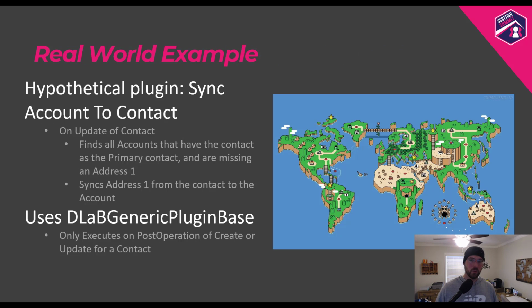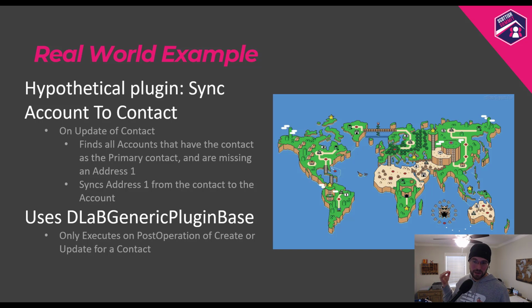So let's go through a real-world hypothetical example. Sync account to contact. This plugin, on update of a contact, finds all accounts that contact is the primary contact for. And if the account is missing an address, it's going to take the address from the contact and set it to the account.